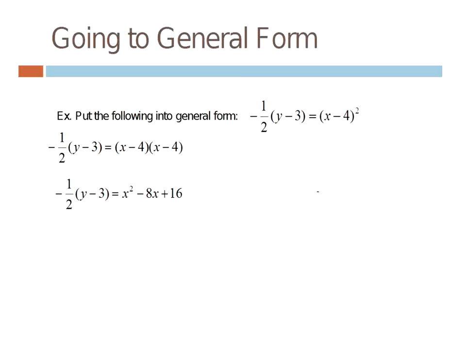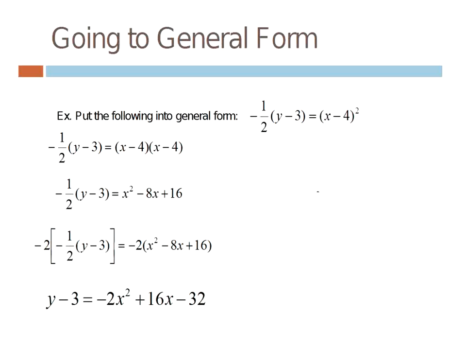Now I'm going to solve for y, so I have to undo what's being done. I'm going to multiply both sides by negative 2. When I do that, every term on the right-hand side is multiplied by negative 2. And then to continue solving for y, I have to add 3 to both sides. When I do that, I get y equals negative 2x squared plus 16x minus 29. So that's not really useful for us right now.